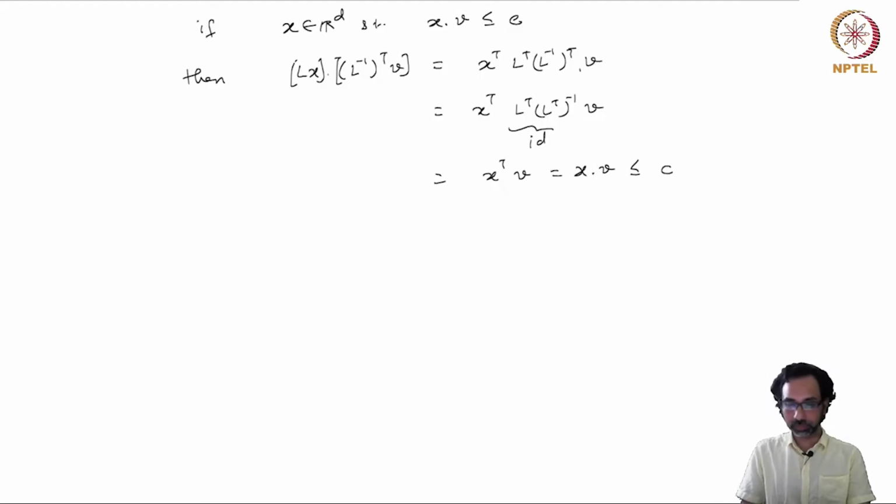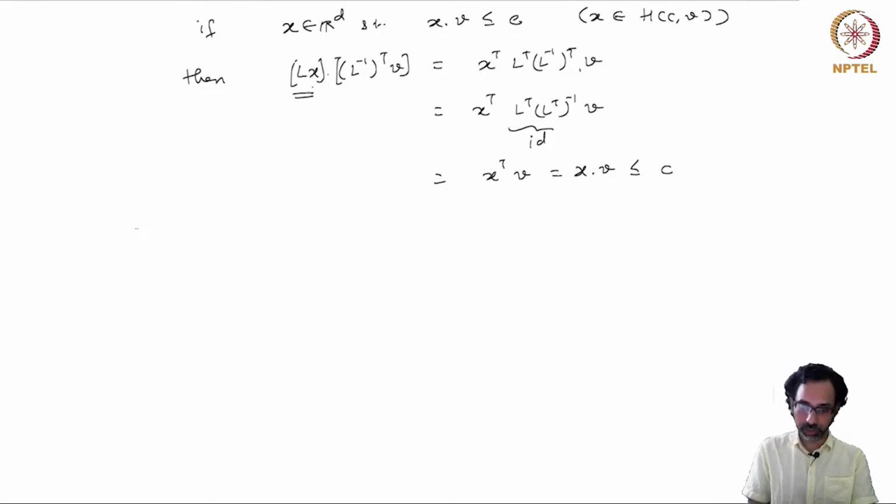So the image of the half space, given by L of X where X belongs to H_{C,V}, satisfies this inequality: LX dot L inverse transpose of V is again less than or equal to C. So it takes a half space to a half space.